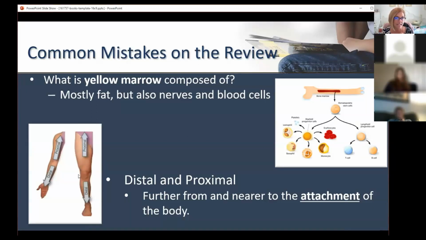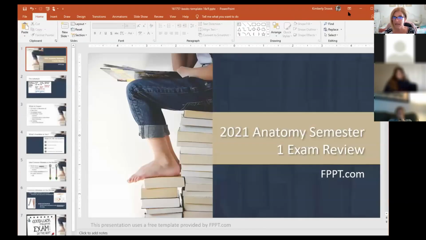Another fine-tuning piece had to do with distal and proximal. A lot of people said nearer or farther from. Nearer or farther from what? I'm assuming you know, but you did not tell me necessarily. Make sure you're referring to the attachment of the body. Okay? Nearer the attachment and further the attachment. Nearer proximal, further distal. So I'm assuming that you guys probably had that in mind when you said that, but just making sure we're on the same track. Okay, so I might add a little bit more to that and then post it later.